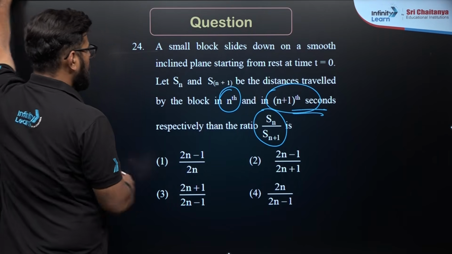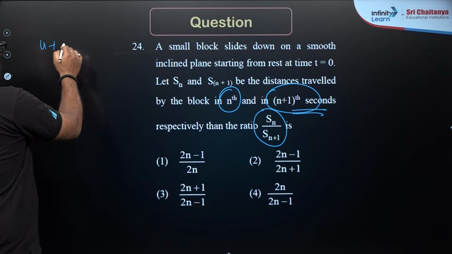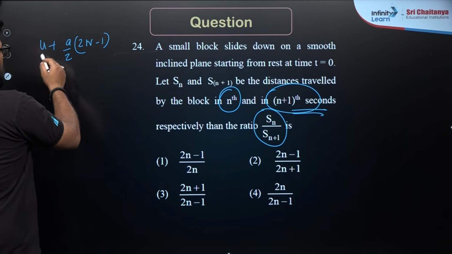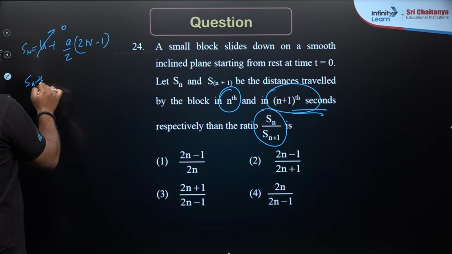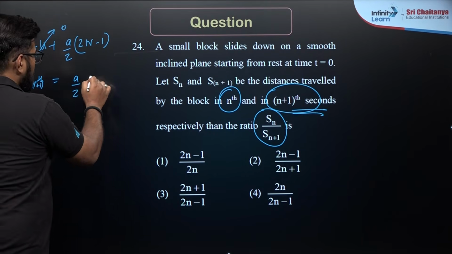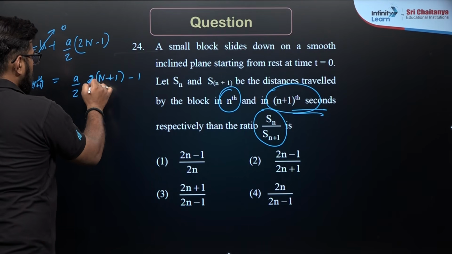Okay, so u is equal to 0, right? So u plus a by 2 into 2n minus 1, where u is 0, so this is the displacement in the nth second. Displacement in the (n plus 1)th second will be, again u is 0, so a by 2 into 2 times n plus 1 minus 1.